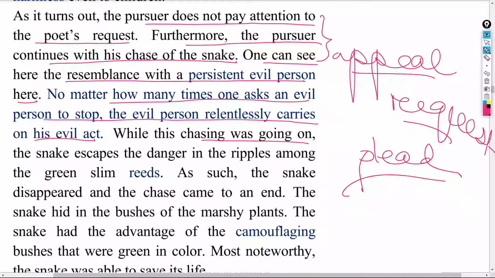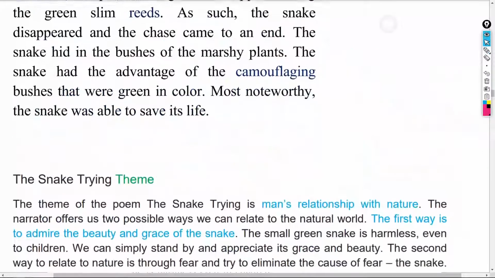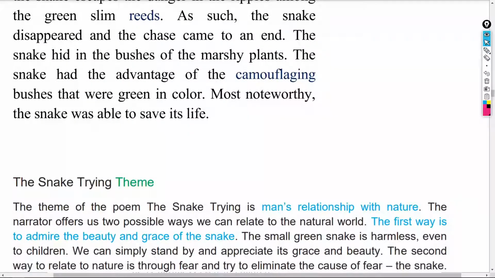While this chasing was going on, the snake escaped the danger into the ripple among the green slim reeds. So chasing was continuous and the snake escaped the danger. It went into the reed and it disappeared into the wave of the water in the green slim reed. Ripple means the wave. As such, the snake disappeared and the chase came to an end. So when it vanishes, the chase was concluded.